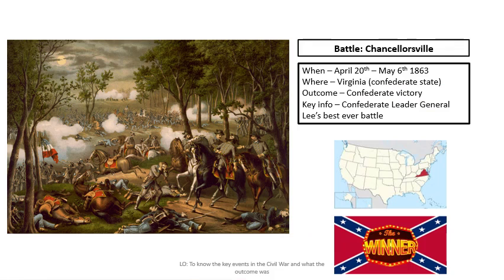Next battle, we have got Chancellorsville. So April 20th to May 6th. Okay, so it's about 3 weeks there. So again, pretty long in time. Took place in Virginia, which we know is a Confederate state, all right? It's a southern state. And the Confederates won, all right? They were victorious here. Key info, the leader of the Confederate Army, a guy called General Lee, it was his best ever battle. He performed really, really well in it.